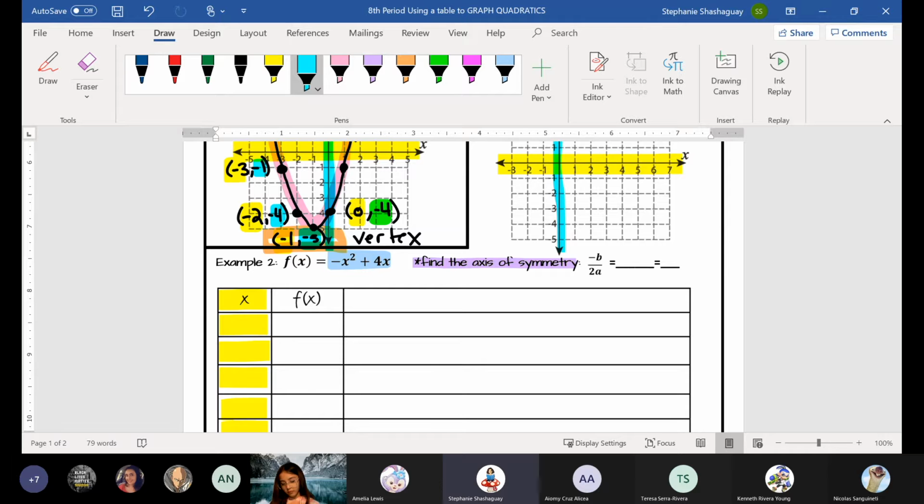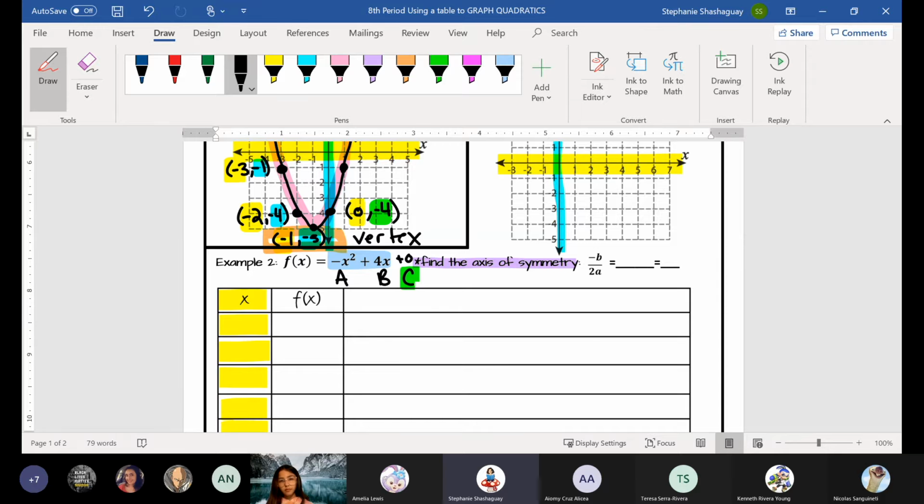All right. So let's start with our axis of symmetry, which is negative b divided by 2a. And this is my a term. This is my b term. So what's my c term? 0. Yep. So that means my c term is going to be 0, which means my y-intercept is also going to be 0.